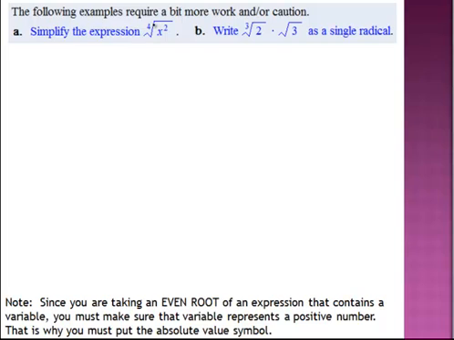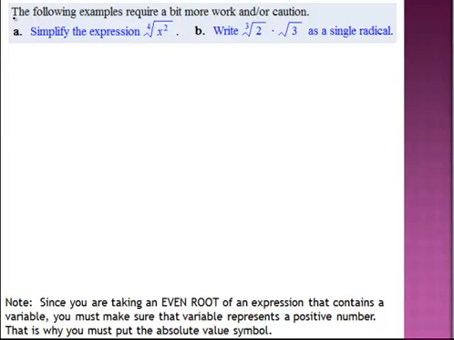Now remember, anytime you take the even root, or when your index is even, you need to make sure that what's underneath the radical is positive. If it is not positive, then the answer that you're going to get is an imaginary number. Okay? So just for making sure that you get a real number answer, you need to make sure that whatever's under the radical is positive. And you do that by inputting the absolute value symbol.